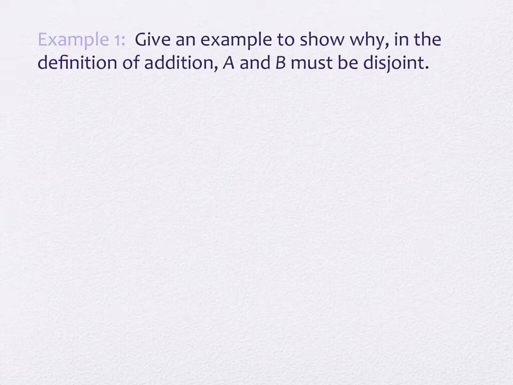So the first thing we're going to take a look at is why it's so necessary that these be disjoint. So it says, give an example to show why in the definition A and B must be disjoint. So in particular, what we're going to do is create a set A and a set B that are not disjoint and show that we would have a problem if we tried to do this.